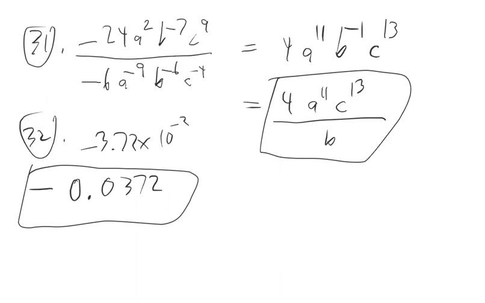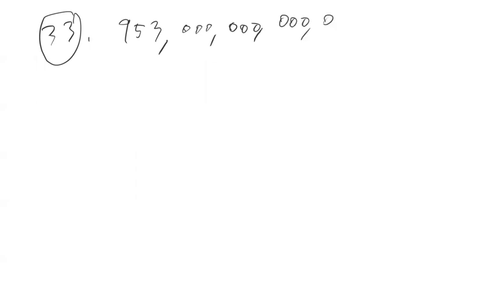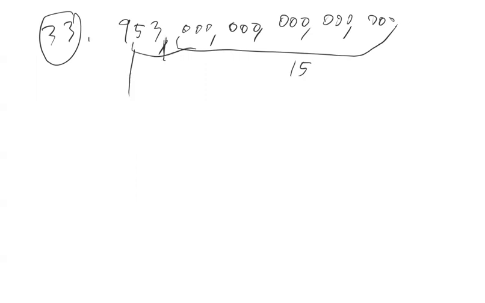Okay, now let's do 33. So it says 953 followed by a long string of zeros. Let me count them: 1 2 3 4 5 6 7 8 9 12 15. There's 15 zeros. But then we want to move the decimal point over to right here, which is 2 more. So 2 plus 15 is 17. So we're going to write down 9.53 times 10 to the 17th.